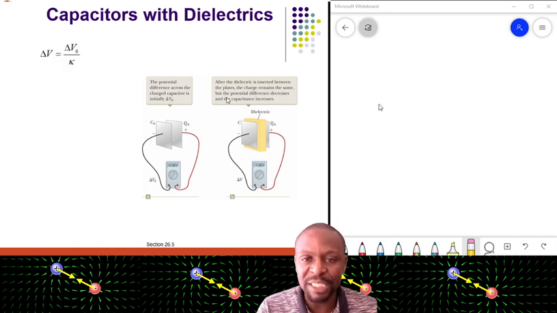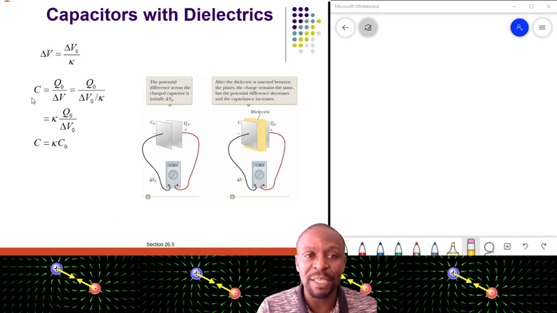In that case, the potential between the plates, because of this dielectric material, will just drop by that factor of the dielectric constant. Now, if we know that the potential drops, and we use the fact that C is given by Q naught divided by the change in V, we just plug in the change in V, because the potential will drop when you have the dielectric material between the plates of your capacitor. Therefore, C is just given by K C naught. Therefore, the capacitance will increase.